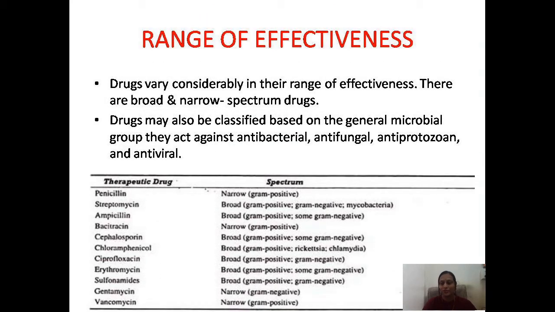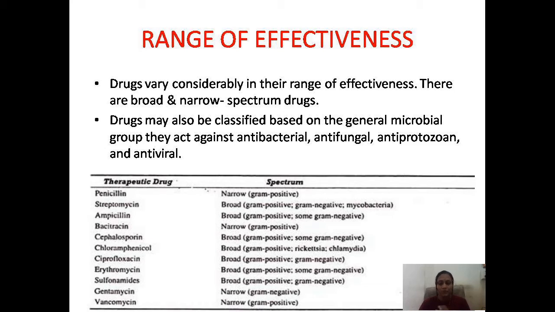Next is the range of effectiveness. The next parameter that matters a lot before designing or describing a drug is the range of effectiveness. It depends on what kind of host it is going to act against, whether bacteria or fungi. Accordingly, it is named antibacterial, antifungal, antiprotozoan, and antiviral.